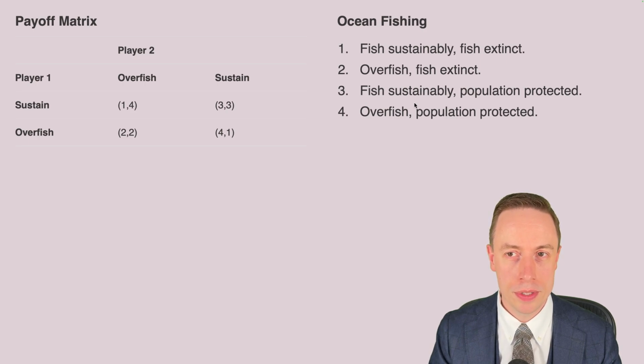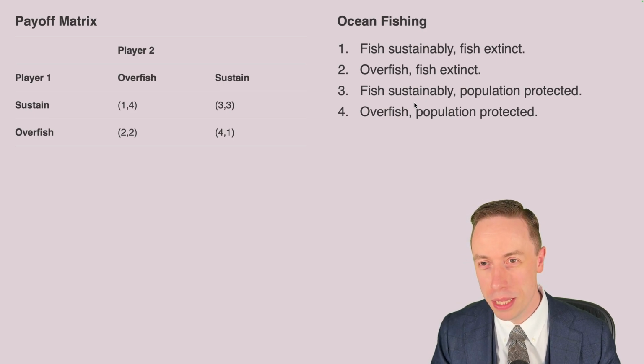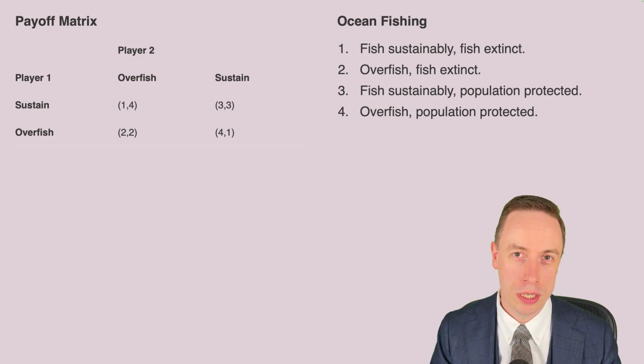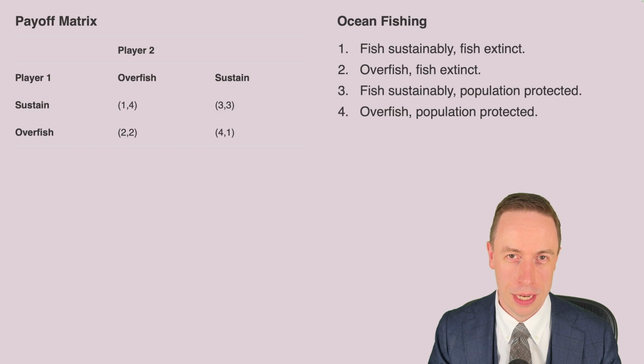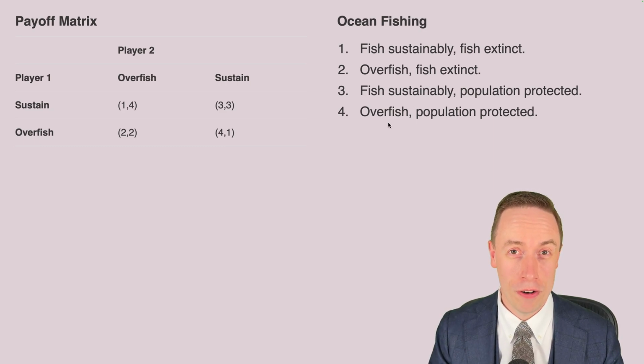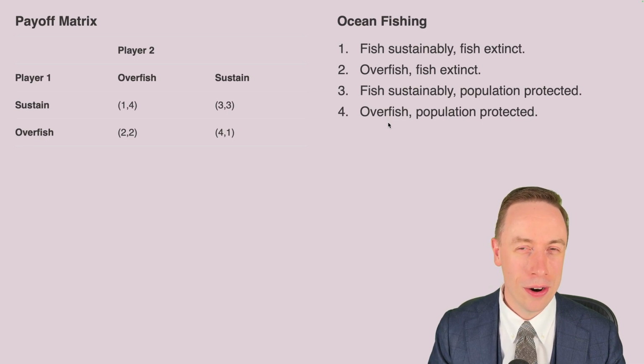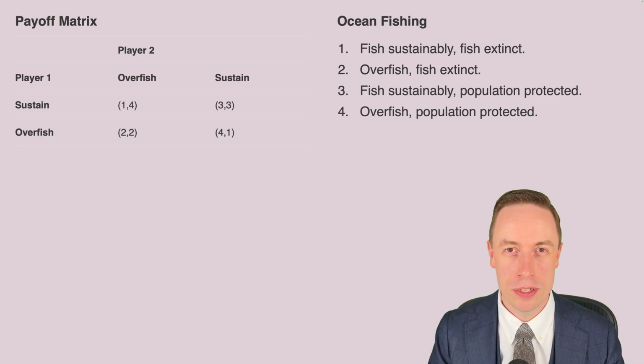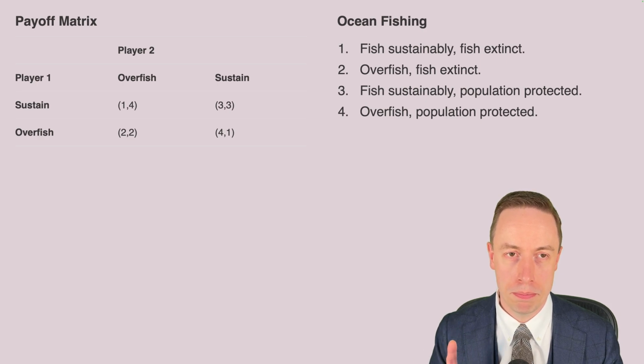Pretty good: you fish sustainably, everybody else fishes sustainably, the population of fish is going to be protected. And then selfishly, of course, best outcome: you yourself overfish, but you're just one of 10,000 boats. As long as everybody else fishes sustainably, the population is protected, and you make the big profits. As always, bigger number, higher payoff.